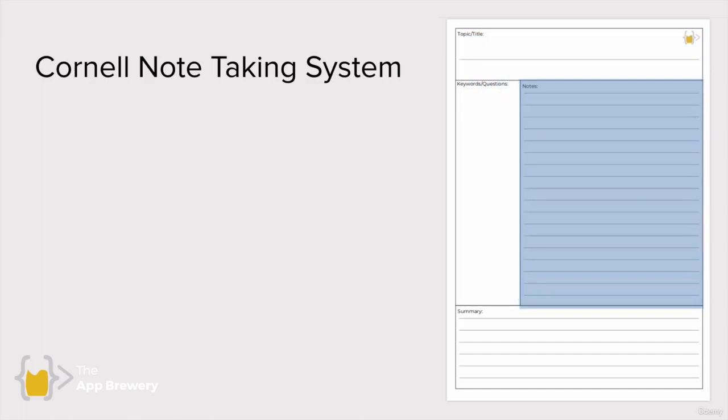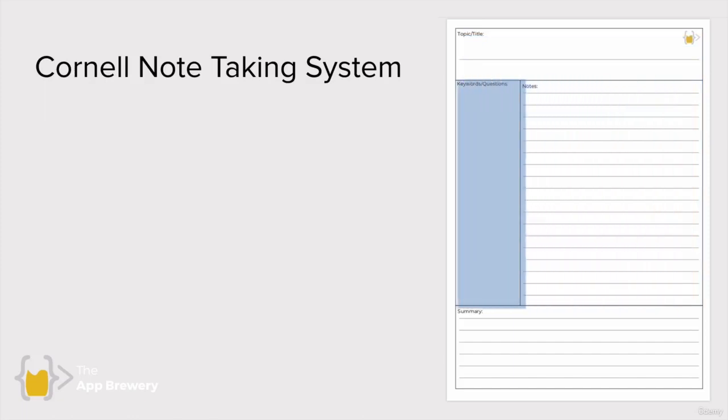Now, after you write a few lines, it's recommended that you go and review those notes and pick out the most important keywords or questions that you're asking yourself that you want to research later, or any sort of hints or reminders to yourself. And finally, once you've completed the lesson, you go to the summary section and you summarize what the entire lesson was about in a few bullet points.